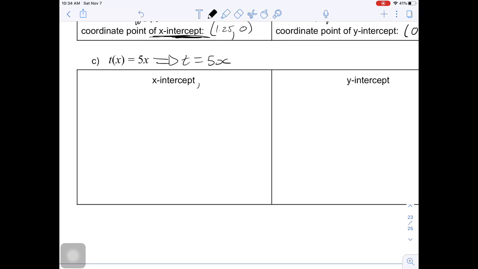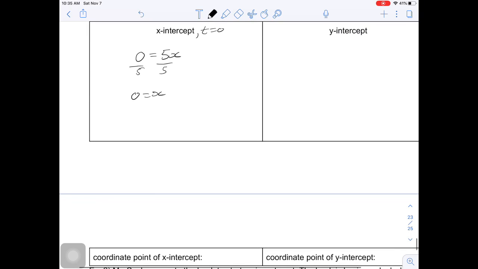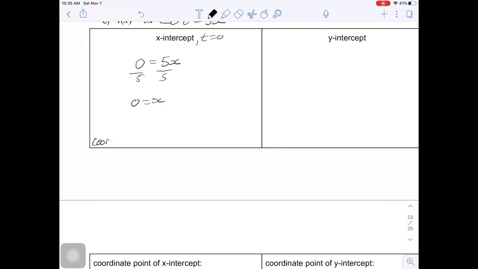So an x-intercept is when your range value equals 0. So in this case, when t equals 0. And then you're going to solve for x. So here I'm going to get 0 equals 5x. So I'm replacing t with 0, and I'm going to solve. So I'm going to divide by 5. 0 divided by 5 gives me 0, so 0 equals x. For some reason, I'll fix this. So coordinate point of x-intercept.